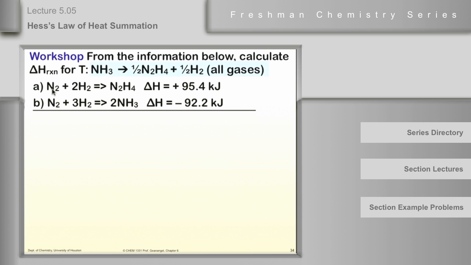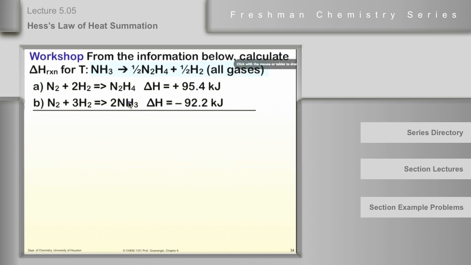And the two pieces of information that we have are thermochemical equation A, N2 plus 2H2 goes to N2H4. Delta H for that from tables is plus 95.4 kilojoules. Okay? And B is N2 plus 3H2 goes to 2NH3, and the delta H for that is negative 92.2 kilojoules. Okay. Now, in looking at this, we have to make some choices about what to do with A and B to make them add up to T.